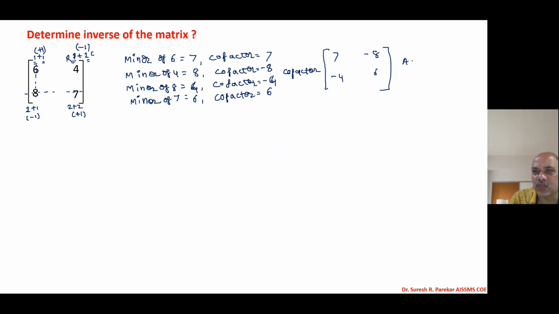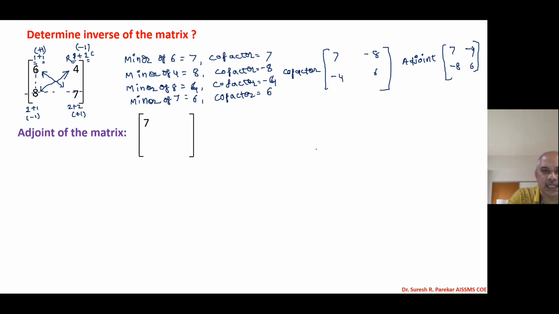And then what will be the adjoint? The transpose of this. Then we have 7, minus 8, minus 4, 6. If we observe, we have just interchanged the values 7 and 6, and the signs of the other values are interchanged. So minus 4, minus 8. And then you can see this will be the adjoint.